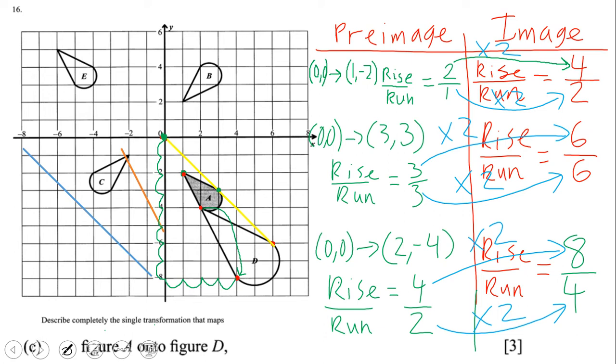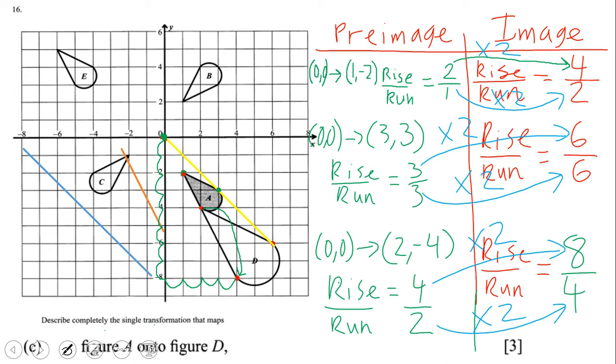Kennedy, you understand what happened? Yes, sir. You sure? Well, no. No. Okay, but you do understand that it is a scale factor of 2.